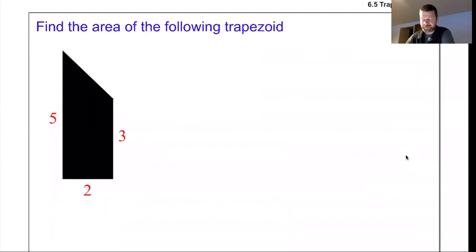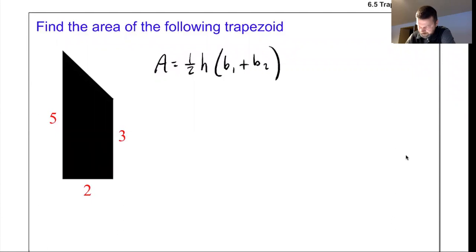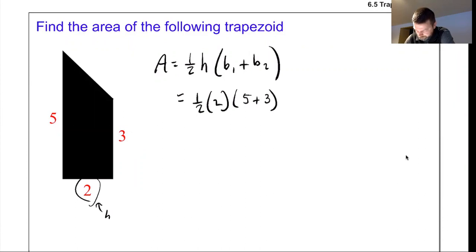So first off, got to remember how to find the area of a trapezoid. Area of a trapezoid is 1/2 of the height of the trapezoid times base 1 plus base 2. In this particular case, the trapezoid is standing vertically, so the height is actually right there, because the height of a trapezoid is the distance between the two parallel bases. So this trapezoid would have an area of 1/2 times 2 times the sum of the bases, 5 plus 3. Let's see, that'll be 8.